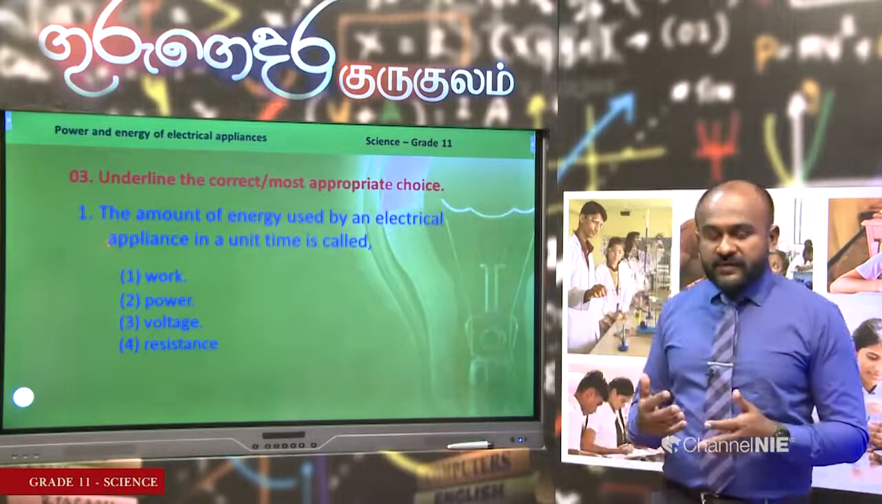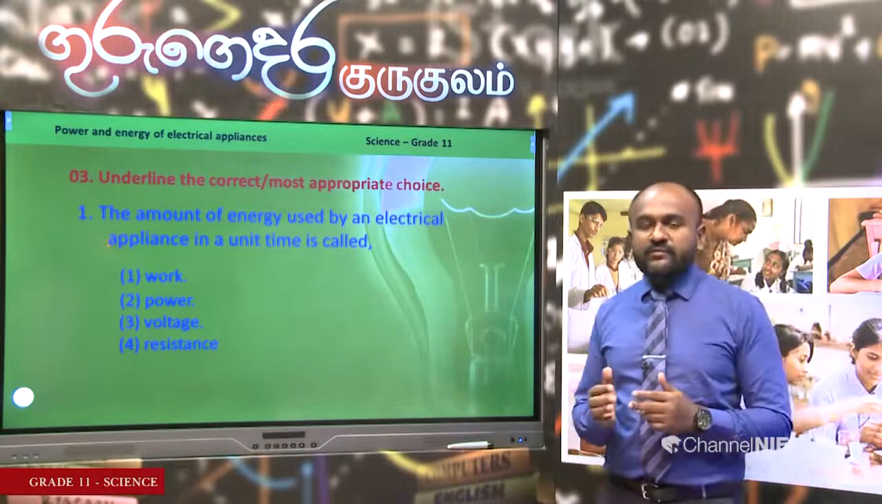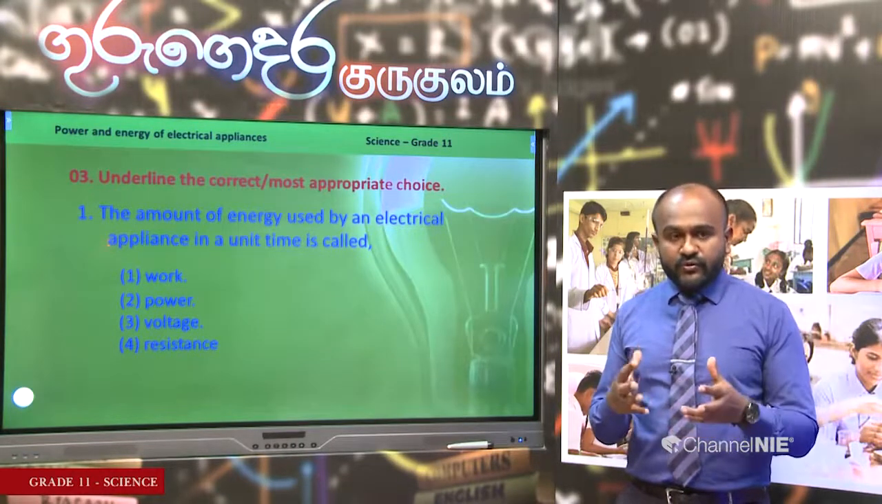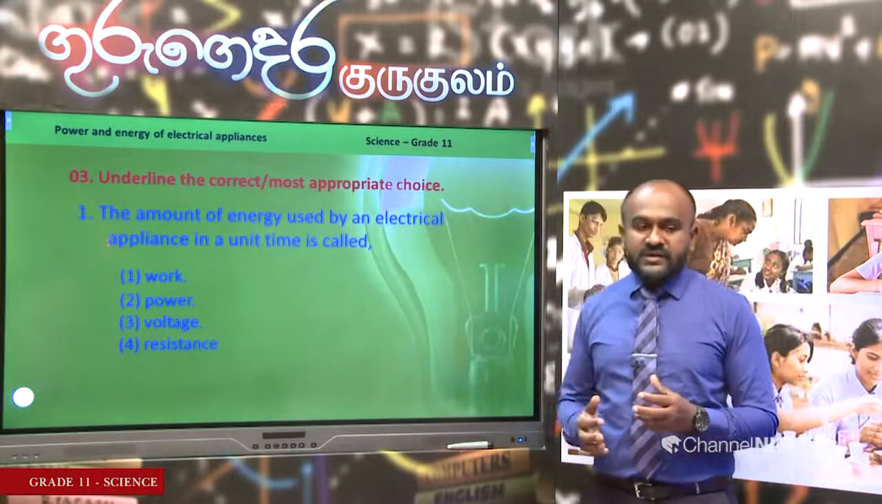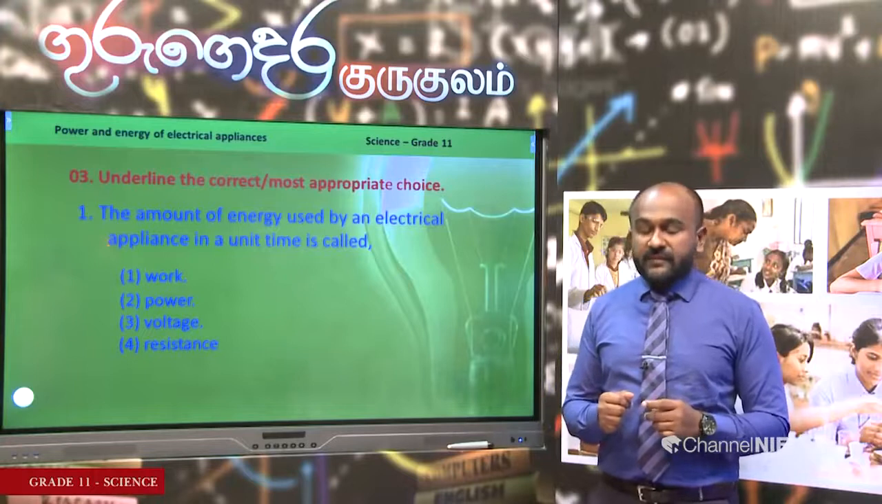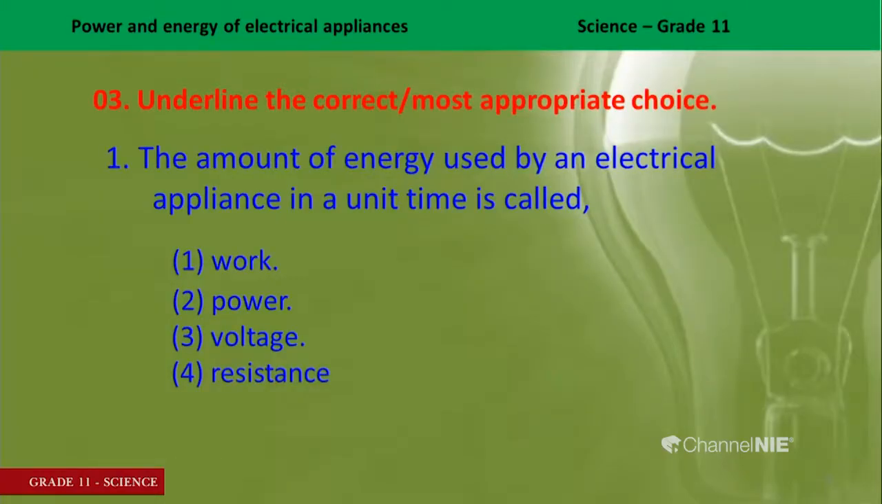Now, that is the different type of question now. MCQs. You know, you get 40 MCQs in your examination paper. So, you should know how to attend to this type of questions. That is why I thought of including some MCQs also. Let us see. Yeah, underline the correct or most appropriate choice.